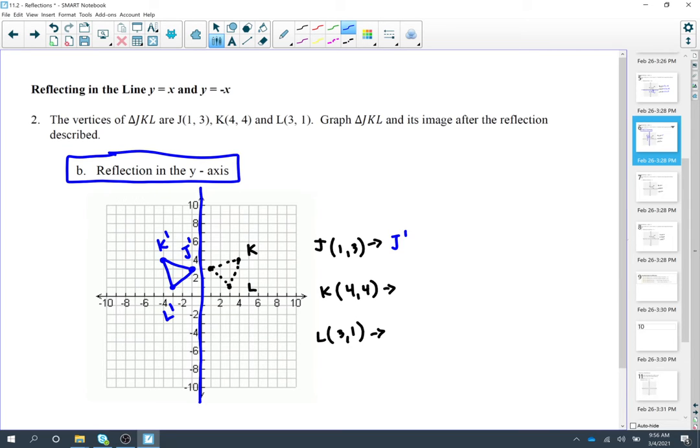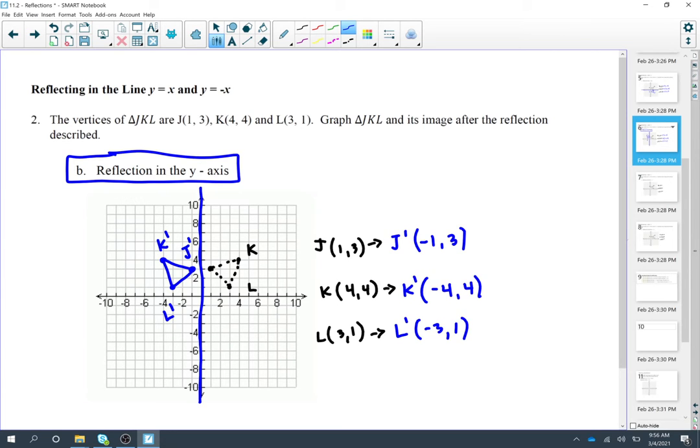And there's our new figure, reflected to the left. If I go find my J prime, it's at negative 1, 3. If I find my K prime, it's at negative 4, 4. And if I go find my L prime, it's at negative 3, 1.